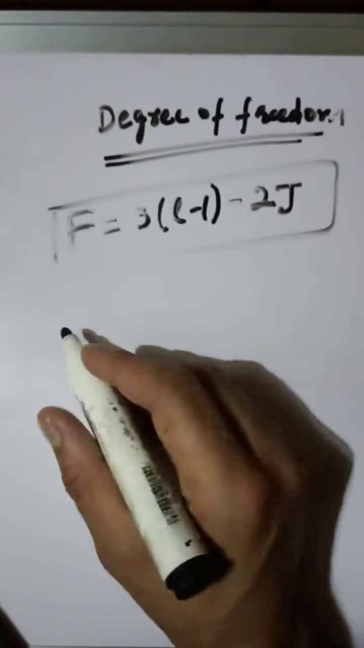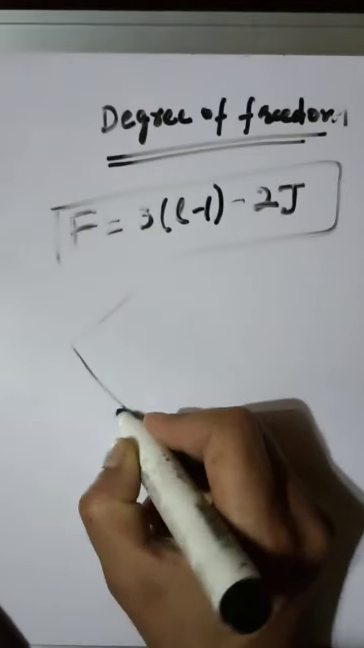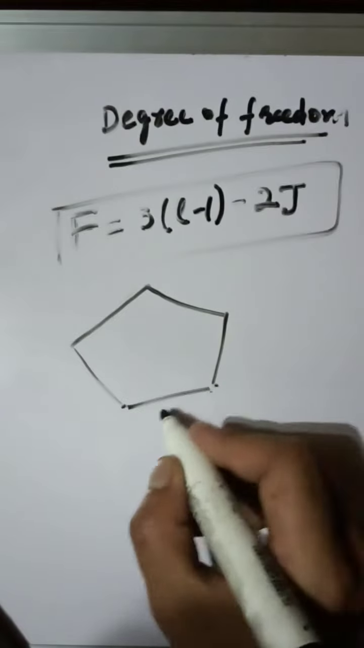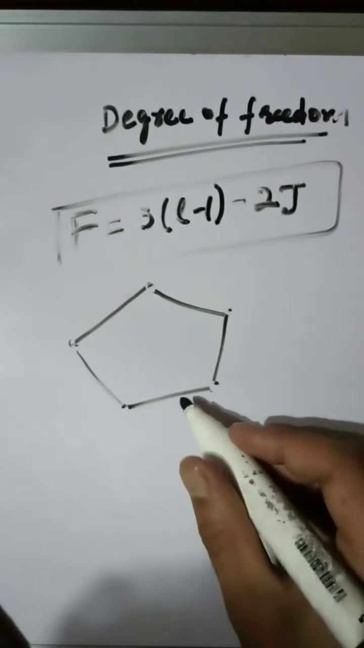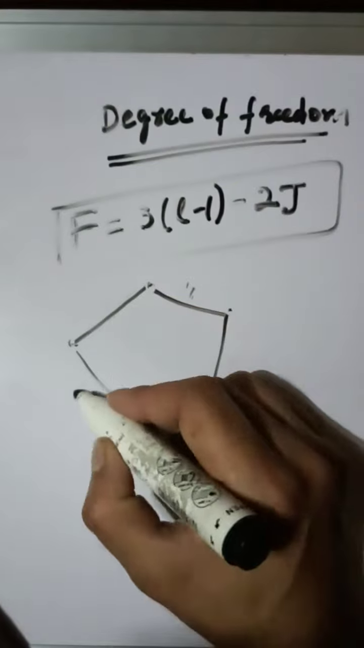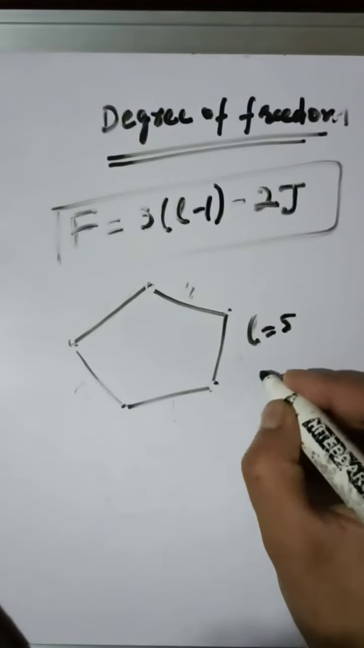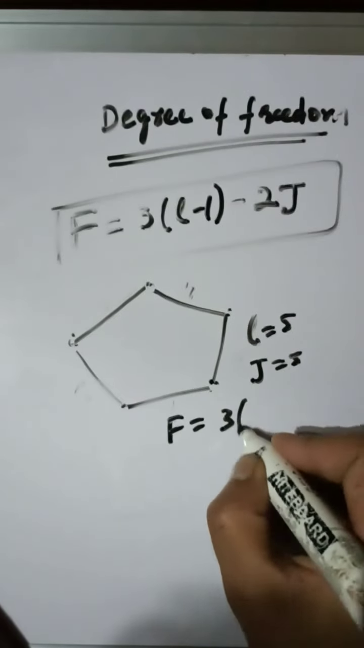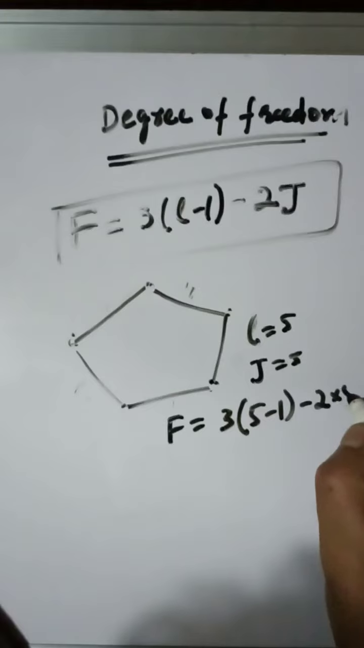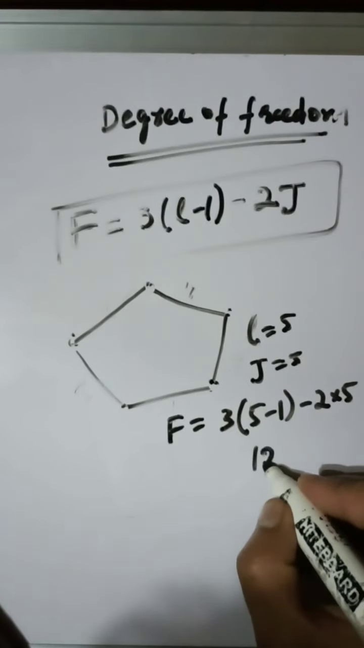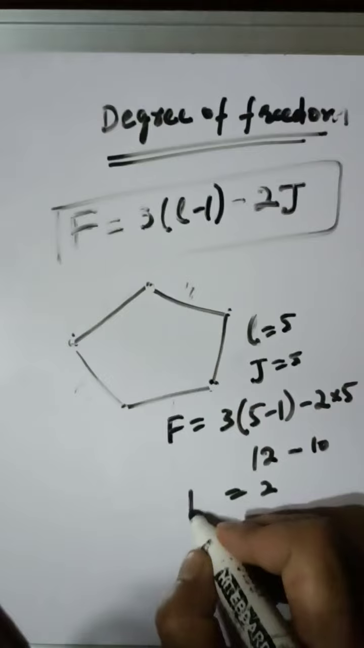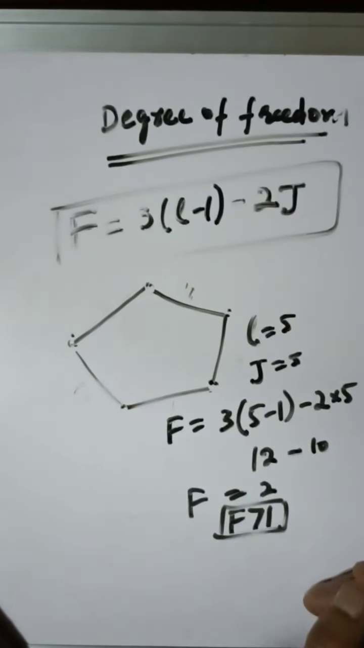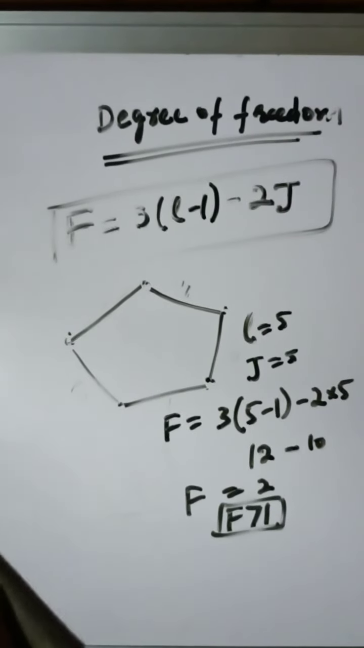If I consider another example, let us consider the number of links 1, 2, 3, 4 and 5. So here the links are equal to 5 and the joints are also 5: 1, 2, 3, 4 and 5. It means that F is equal to 3 into (5 minus 1) minus 2 into 5. That is 3 times 4, which is 12, minus 10. So this will be 2. It means that F is greater than 1. So which case is this? This is the unconstrained case. Okay, unconstrained chain. Okay.